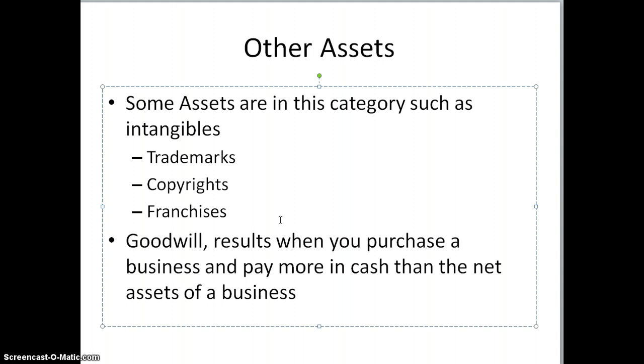Your book also talks about goodwill. Goodwill only results when you purchase a business and pay more in cash than the assets of a business. So sometimes you pay more for a business. Maybe it has a good location. Maybe it has great employees. Perhaps it has a good reputation. There's lots of reasons why you may pay more in cash than the net assets of the business. But when this happens, it creates an asset called goodwill.